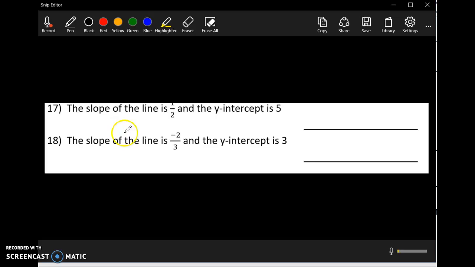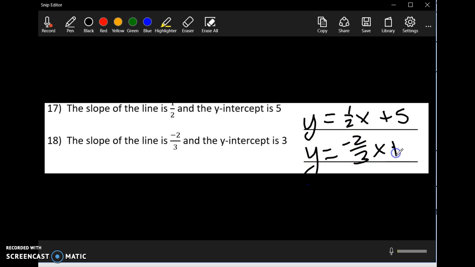Try another one. For this problem right here, they want me to write the line equation. So this is really easy. It's because I'd say y equals 1/2 x, because 1/2 is my slope, plus 5, because that's my y-intercept, and it's always slope and y-intercept. Same thing on this one. Y equals negative 2 over 3x plus 3, because again, that is my slope, and that is my y-intercept.